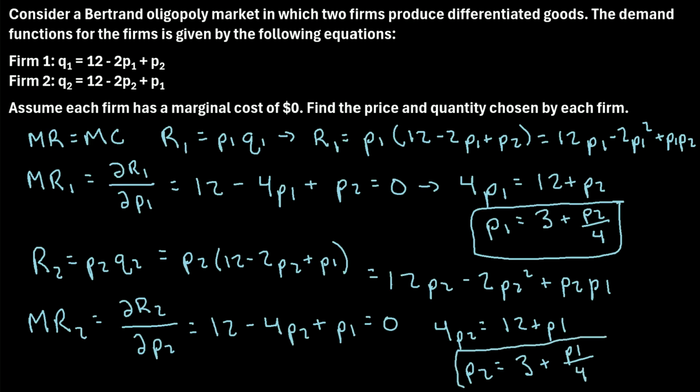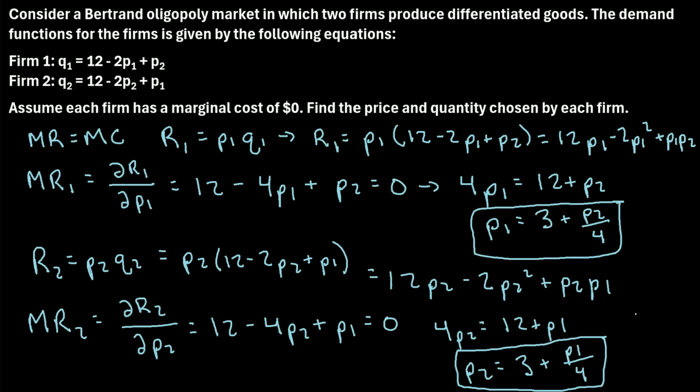So here is our reaction function for firm 2. And this tells us the price that firm 2 will set based on the price set by firm 1. So we have found our two reaction functions. The final step is we're just going to pick one of these functions and plug it into the other function.